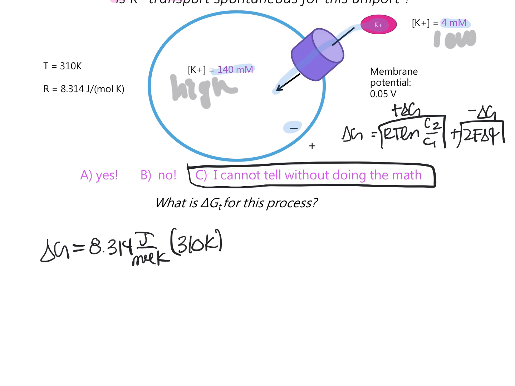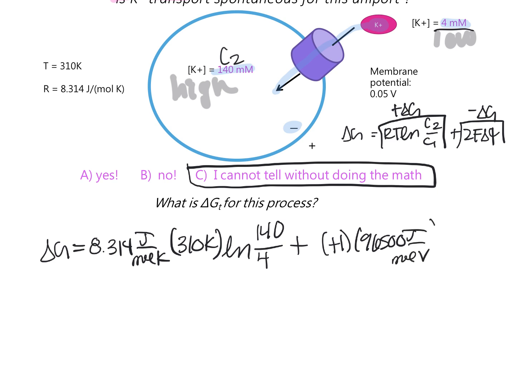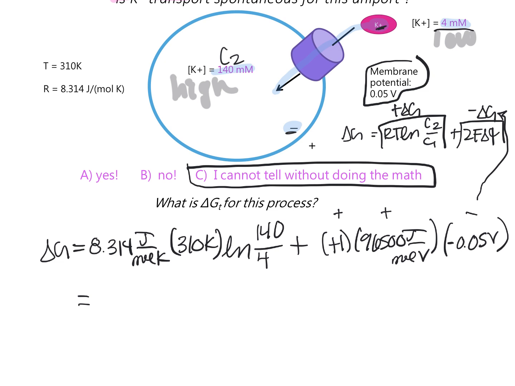Temperature is still 310. ln C2, again, my arrow is pointing here, so that makes this C2. And then this is my C1. Plus the charge of potassium is a +1. My membrane potential is right here, 0.05 volts. And then I need to adjust the sign on this to represent the process that is happening. So again, the positive is moving towards negative and opposite charges attract. And right now I have a positive, so I'll need to make this negative so that this overall term has the negative delta G. Okay, so I calculated that ahead of time somewhere here in my notes.